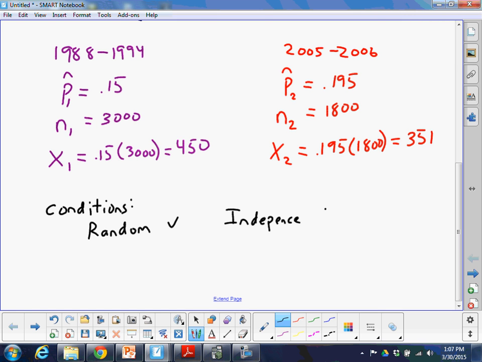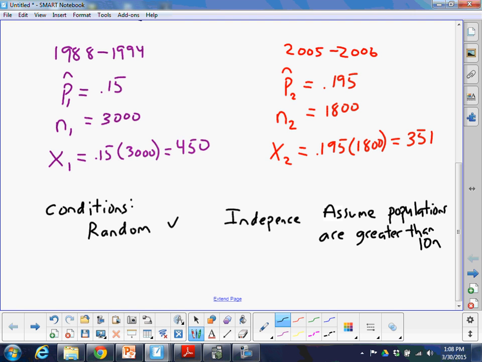We're going to assume population, let's say both populations, because we're dealing with more than one, are greater than 10n. I think that's a pretty safe assumption. If n was 4,500 or 3,000 and the other n was 1,800, I'm assuming there's more than 10 times that number of teenagers in each of those years.